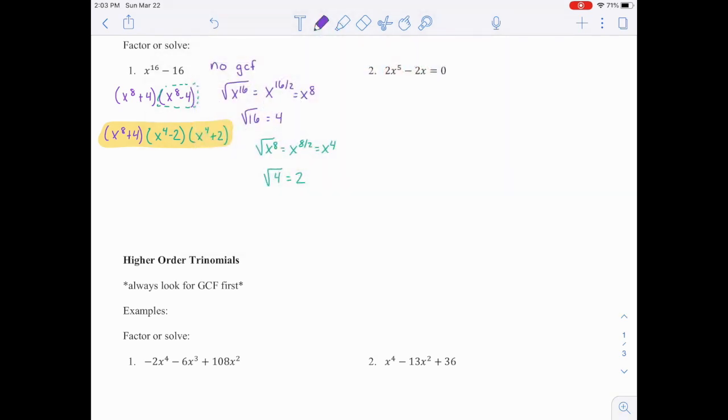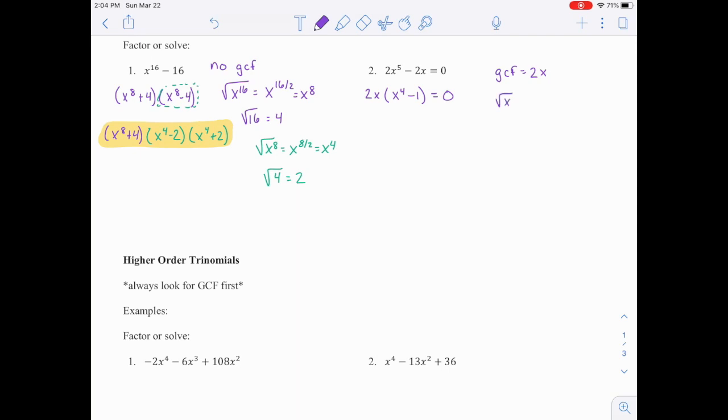I'm going to start the second one off for you, and then I want you to pause the video and try it on your own, and then come back and you'll see if we get the same answer. This one does have a GCF. The GCF is 2x, so I'm going to take that out. I'm left over with x to the 4th minus 1 equals 0.